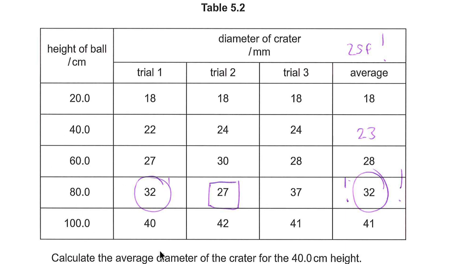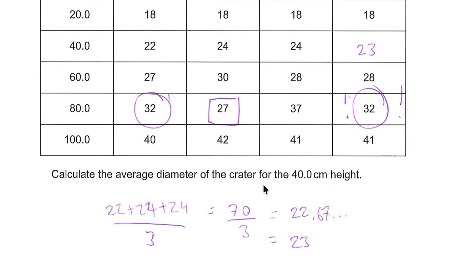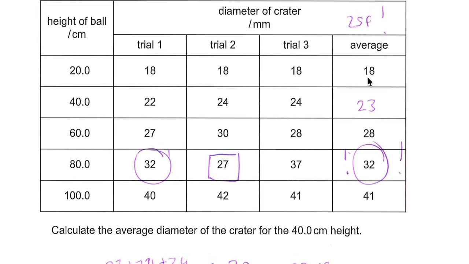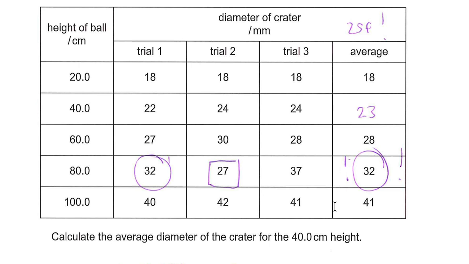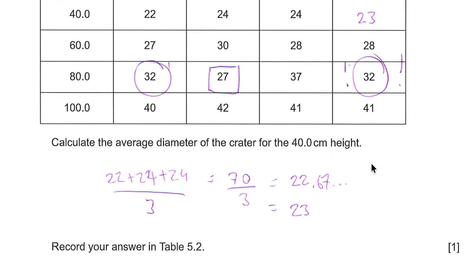All I'm going to do here is take for the 40.0, 22 plus 24 plus 24. Now, that's going to give me, if I got my maths correct, 70. 70 over 3 is 22.67. However, we're given all of our answers to two significant figures here. So we're going to ignore that decimal and just give the answer to a whole millimeter. 22.67 is going to be 23. Make sure you give your answer there to an appropriate value, no extra data.